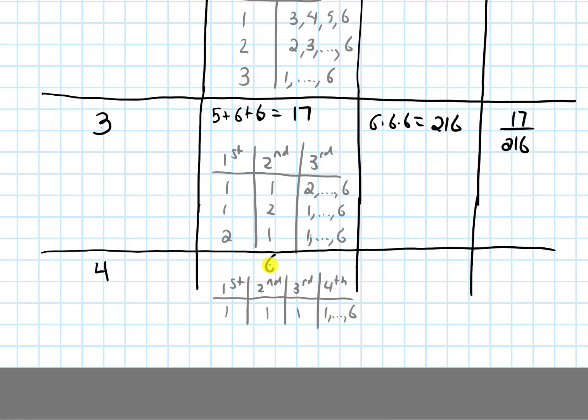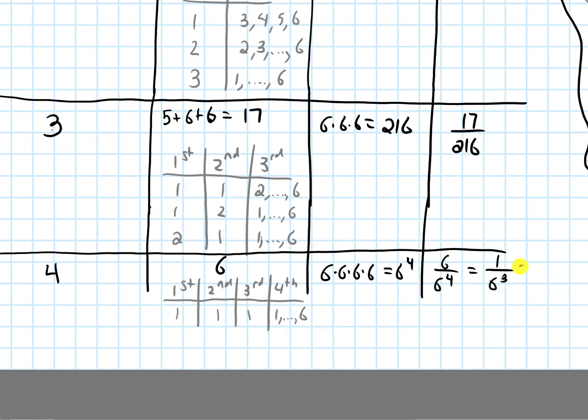So overall, there are 6 ways to make this happen. The total number of outcomes, if there's 4 rolls, would be 6 times 6 times 6 times 6, 4 times, which is 6 to the 4. So the probability is 6 over 6 to the 4. And that simplifies to 1 over 6 cubed, which is 1 over 216.